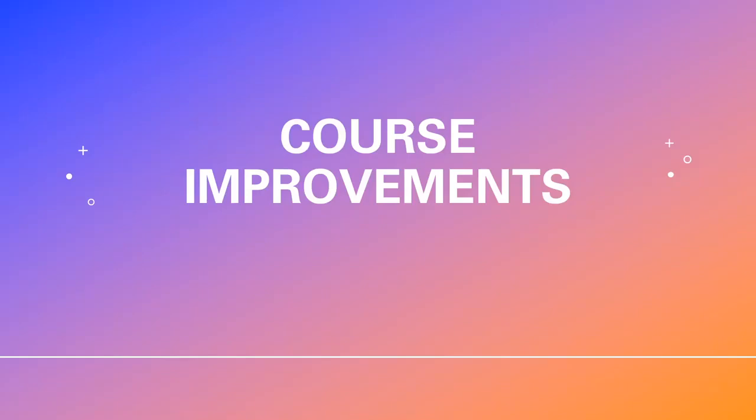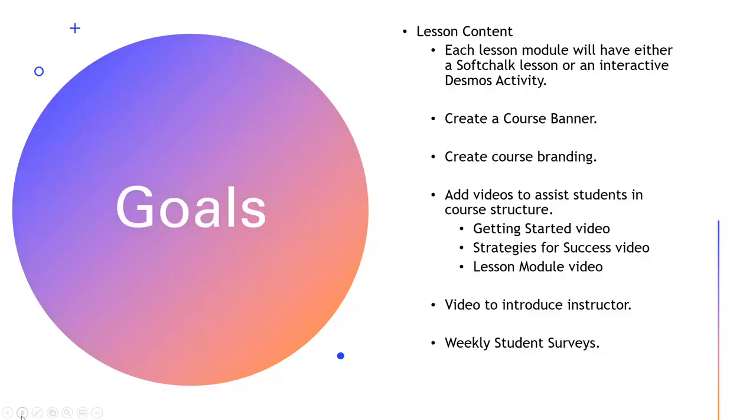Now I'm going to talk a little bit about the improvements I made to the course for EPIC 110. My goals with EPIC 110 were, first of all, to make the course content better. So I wanted each lesson module to have either a SoftChalk lesson or an interactive Desmos activity to lead the student through the concepts they needed to learn. I wanted to create a course banner and some course branding to make the course look a little more visually appealing. I also wanted to add videos to assist students in the structure of the course.